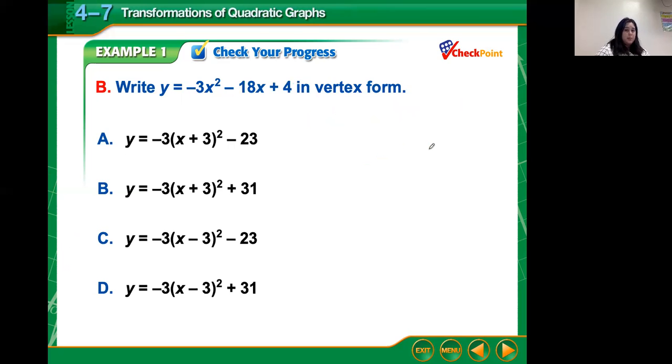Let's take a look at our next try. y equals negative 3x squared minus 18x plus 4. I'm going to give you a moment to do that. All right, let's take a look at this. We're going to factor out a negative 3 from the first two terms. So we're going to get x squared plus 6x, with plus 4 on the outside. I'm then going to take half of 6, square it, and add it on the inside, which gets me 9. And I'm going to subtract my a value times what I just added. So we're going to get negative 3 times x plus 3 squared, and this is negative 27 plus 4, which is negative 23.